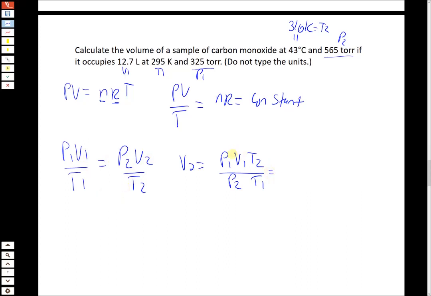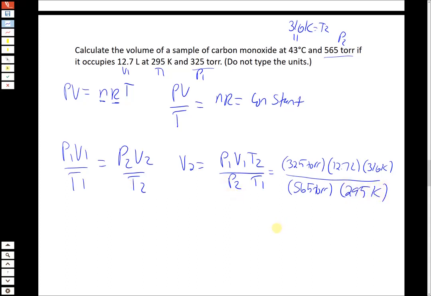And again, for pressure and volume, it doesn't matter what units you use as long as you're consistent, but temperature has to be in Kelvin, so that's why we converted that second temperature into Kelvin there. Alright, so when we put the numbers in, P1 is the initial pressure, which we called 325 torr. V1 is the initial volume, which is 12.7 liters. And then we have T2 in the numerator, which is our 316 Kelvin, the temperature that's associated with our unknown volume. And then in the denominator we have P2, which is 565, so the pressure is increasing. And then the first temperature, T1, is in the denominator, and that's 295 Kelvin.